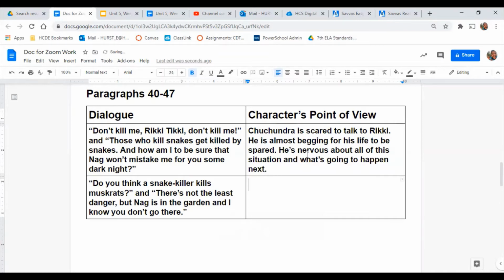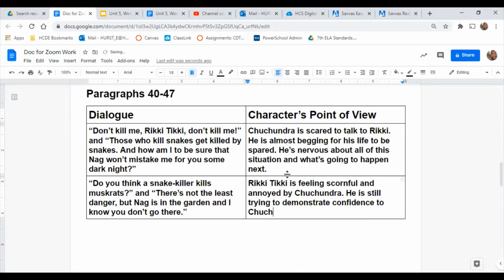On the other hand, Rikki is feeling, I think, scornful. It even says the word scornful in the text, and annoyed by Chuchundra. Do you think a snake killer kills muskrats? Like, he's just kind of like, are you kidding me? And he's still trying to demonstrate confidence to Chuchundra, right? So even though he's annoyed, he's still like, hey, there's not the least danger, but Nag is in the garden and I know you don't go there. So he's still trying to take care of Chuchundra, even though he's kind of annoyed by Chuchundra.